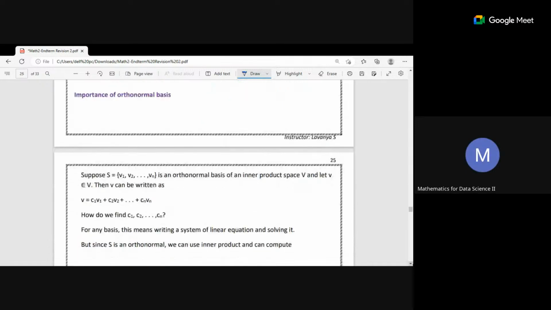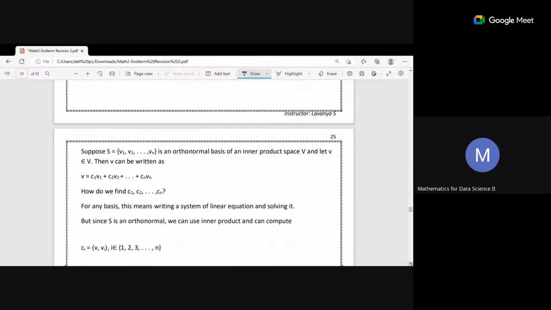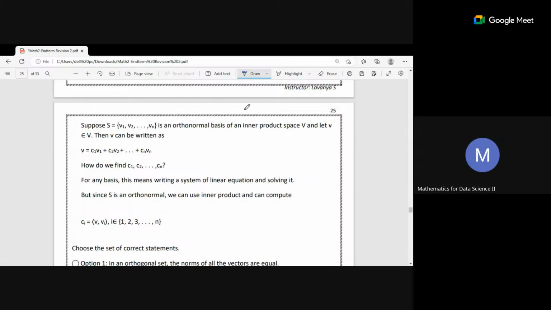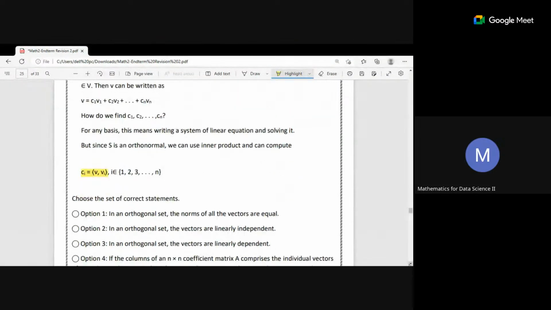What is the importance of an orthonormal basis? Suppose you have an orthonormal basis, finding the coefficients for any given vector is very easy. The coefficients are nothing but Ci equal to the inner product of V with Vi. Okay, this will be very handy if you are doing some problems. So please remember this.